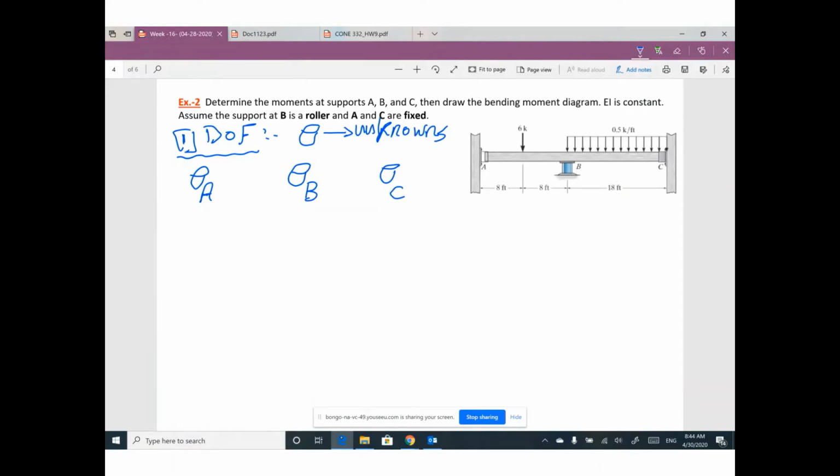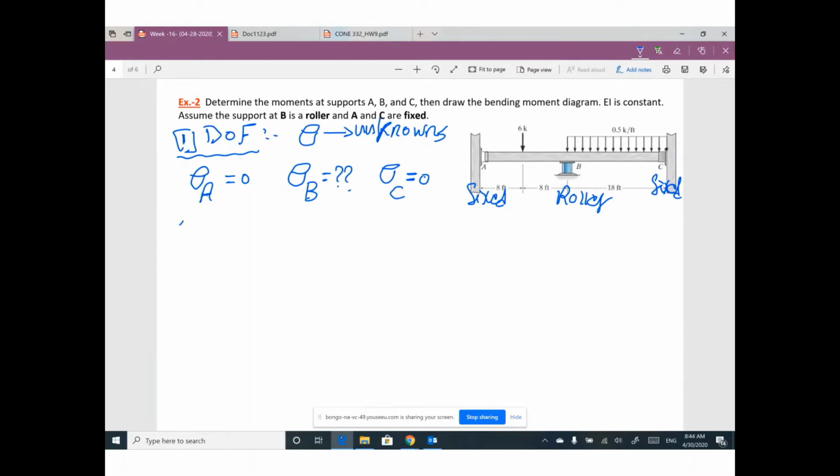Because A is fixed, I can say theta A is 0. Because C is fixed, I can say theta C is 0. Because B is not a fixed support, it's a roller, I cannot say theta B is 0, but it's unknown. So first step, look at where your supports are. We have theta at each support. If your support is fixed, theta equals 0. If your support is not fixed, theta is unknown.